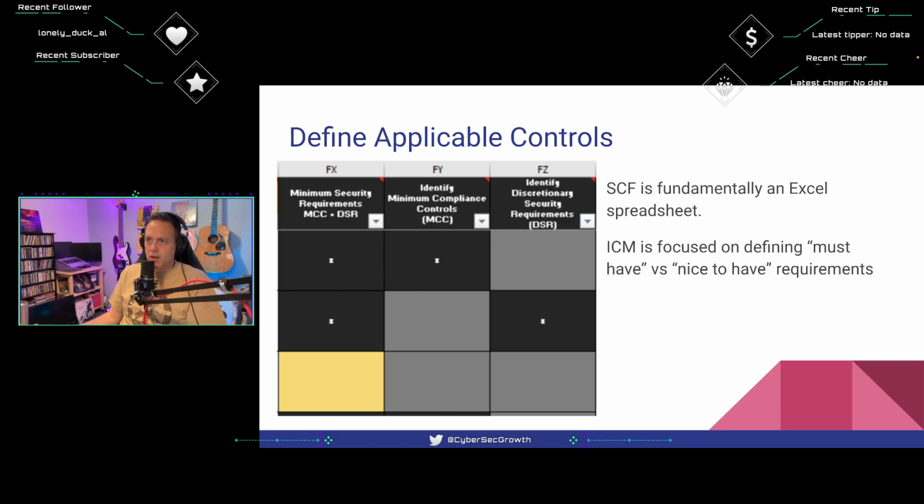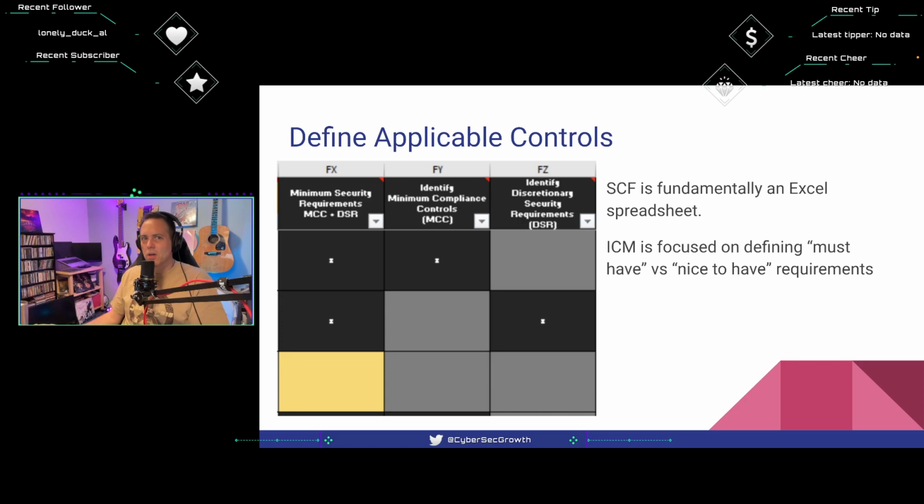Discretionary security requirements are tied to the organization's risk appetite, since DSR are above and beyond MCC, where the organization self-identifies additional cybersecurity and data protection controls to address voluntary industry practices or internal requirements, such as findings from internal audit or risk assessments. Minimum security requirements is the resulting control set necessary to be compliant and secure to manage your organization's cybersecurity and privacy program.